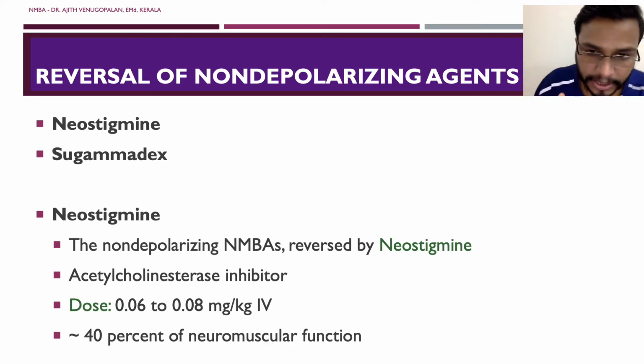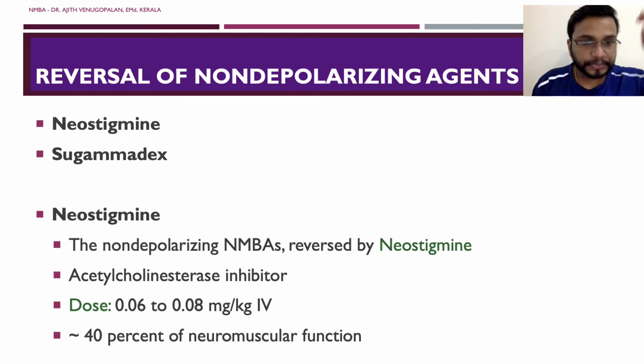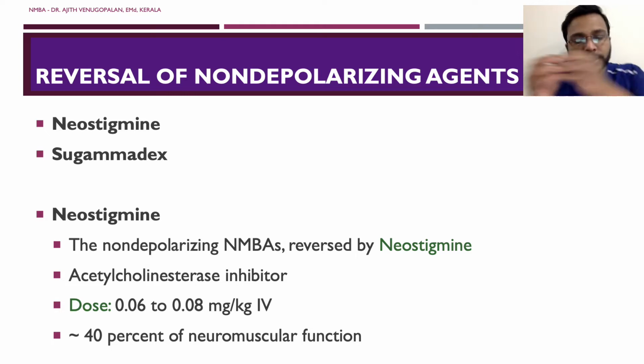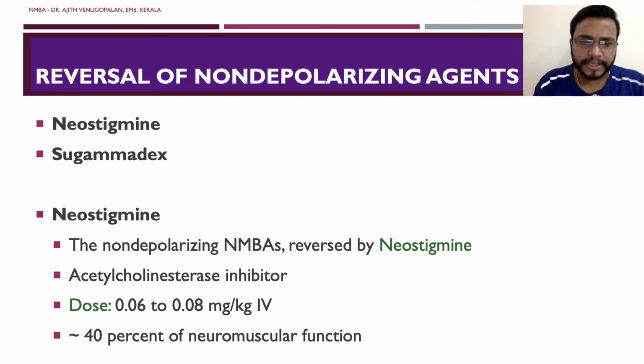What does neostigmine do? As I told earlier, the acetylcholine from the presynapse comes into the synapse, stimulates the acetylcholine receptor, and it produces stimulation. That's the normal pathway that happens, and this is broken down by the acetylcholinesterase. Now what happens in the non-depolarizing or competitive blocker is that drugs like rocuronium or vecuronium stick onto the receptor, and as a result the receptor is blocked. So even if acetylcholine comes in, it cannot act.